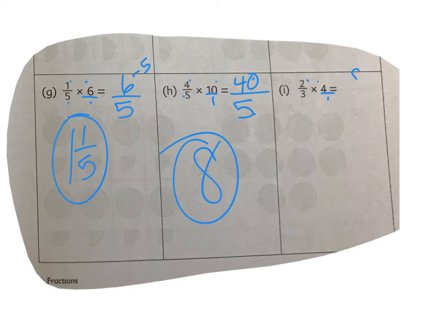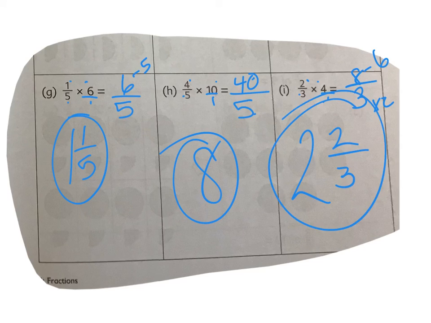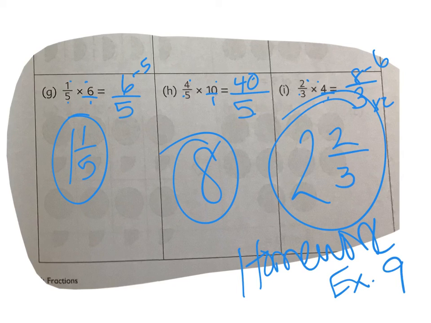Last one, 2 times 4 is 8. 3 times 1 is 3. 3 goes into 8 2 times. Take away 6 pieces because 3 times 2 is 6. And we get 2/3. All right, now your homework is exercise 9. Good luck.